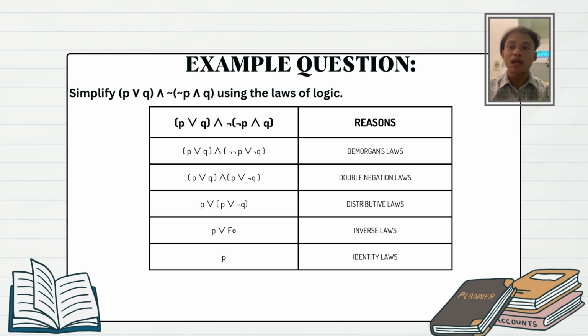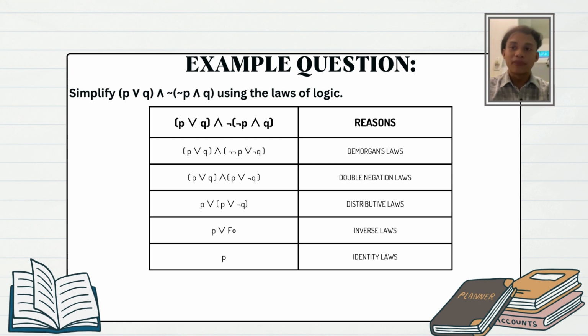The first step that we choose is De Morgan's laws. It will become (P or Q) and (not P or not Q). The next step that we choose is double negation laws. It will become (P or Q) and (P or not Q).